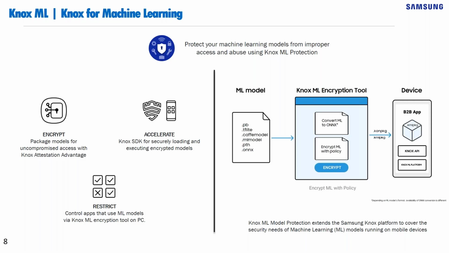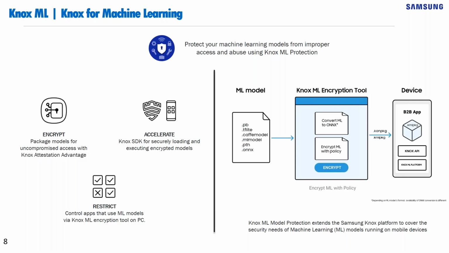Second is restrict. You can also restrict which apps can use your data models. And then you can accelerate your development just by using the Knox SDK, for which you have to use a minimal number of APIs to load your data models and open our Knox ML session so that it runs in a secure environment.